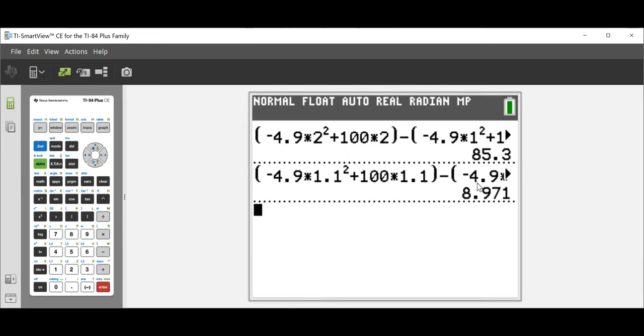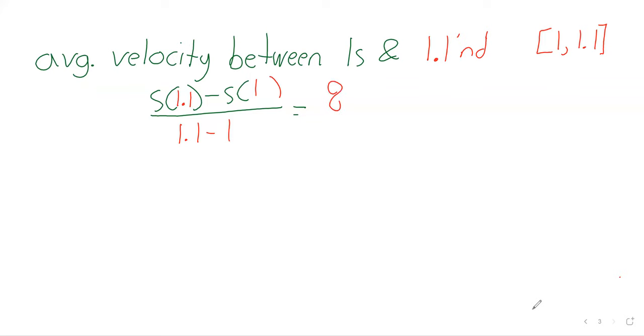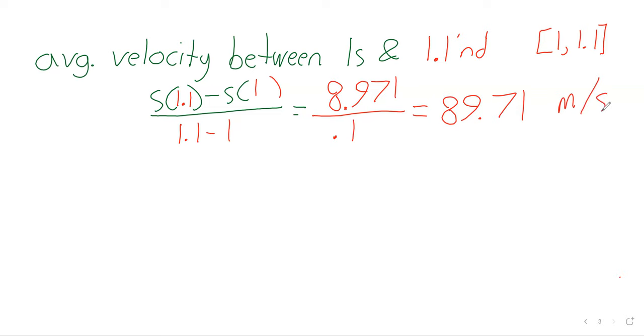So our numerator is 8.971. Our denominator is 0.1. Dividing by 0.1 just moves the decimal place over. So 89.71 meters per second. And if we buy that by changing that 2 to a 1.1, I have made this approximation better. We now have a general method for improving our approximations.